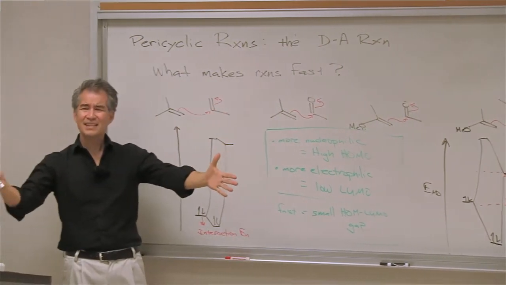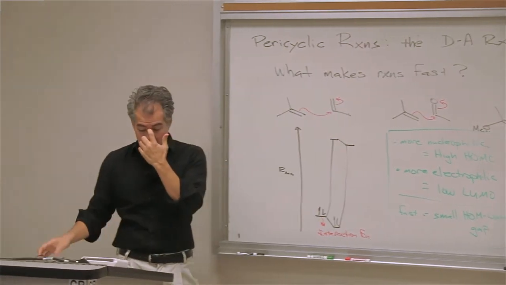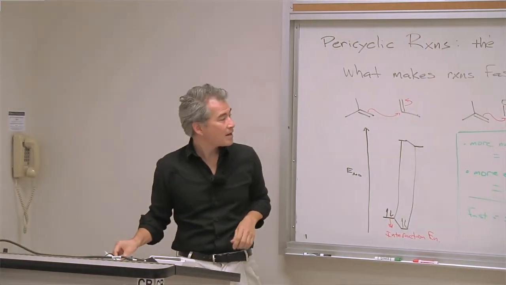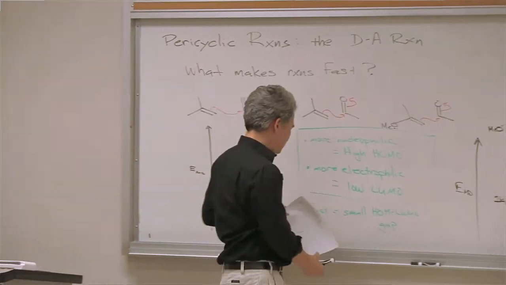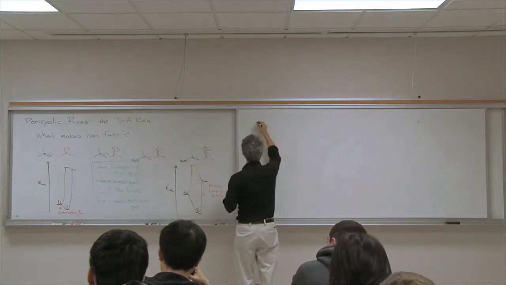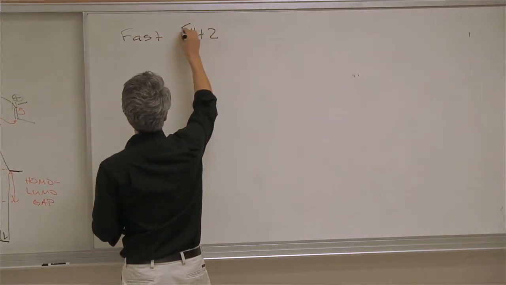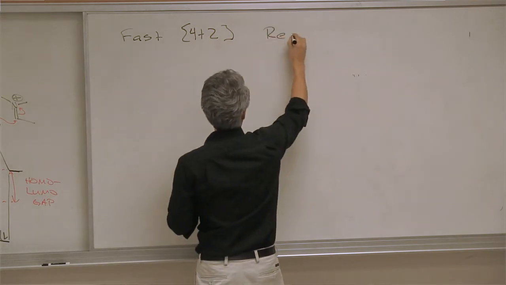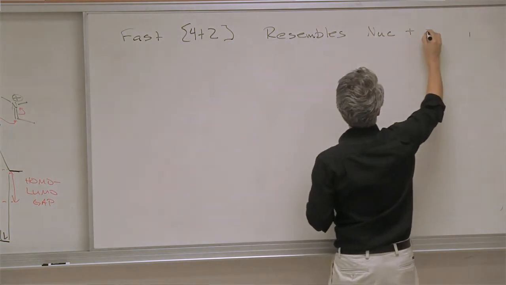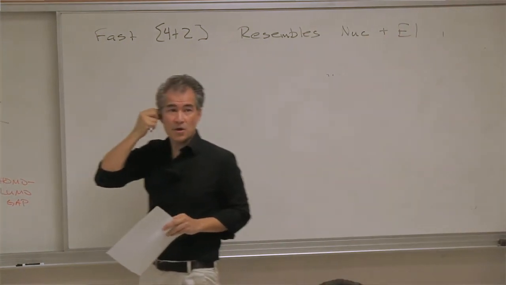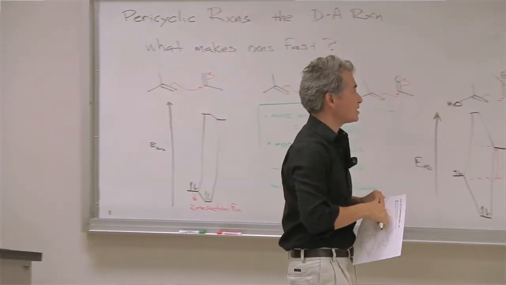Okay, exactly the same thinking applies to Diels-Alder reactions. If we want to make Diels-Alder reactions fast, then we need to think about combinations of reagents that have small HOMO-LUMO gaps. And so let's compare that. Fast Diels-Alder reactions will resemble good nucleophiles plus good electrophiles. That's what we should expect.